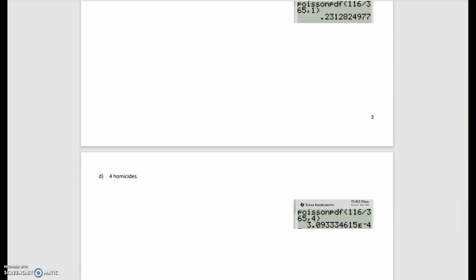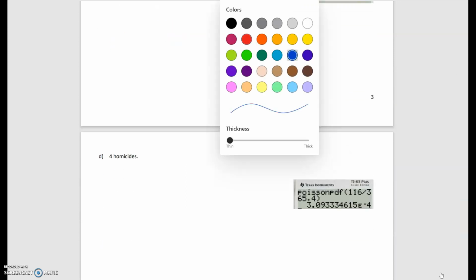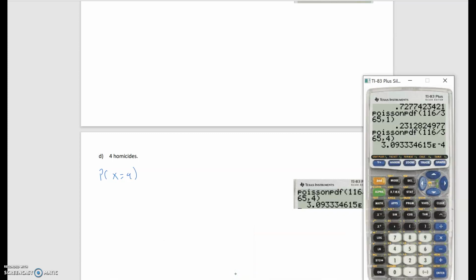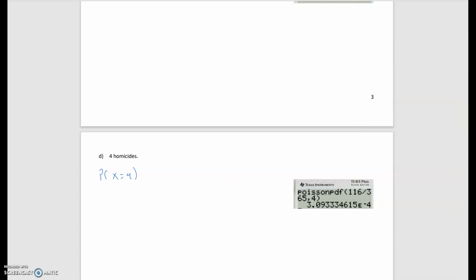Let me rewrite it. This is the probability of x is equal to 4. And the calculator is giving us a really small value. The e represents powers of tens. So this is going to be approximately 3.09 times 10 to the negative 4.